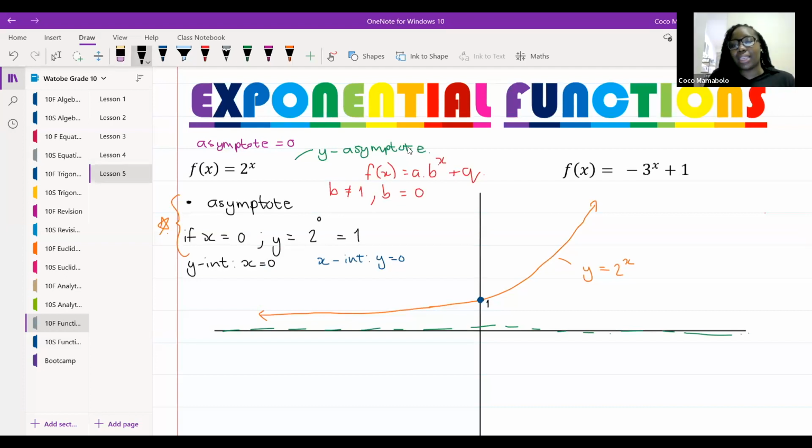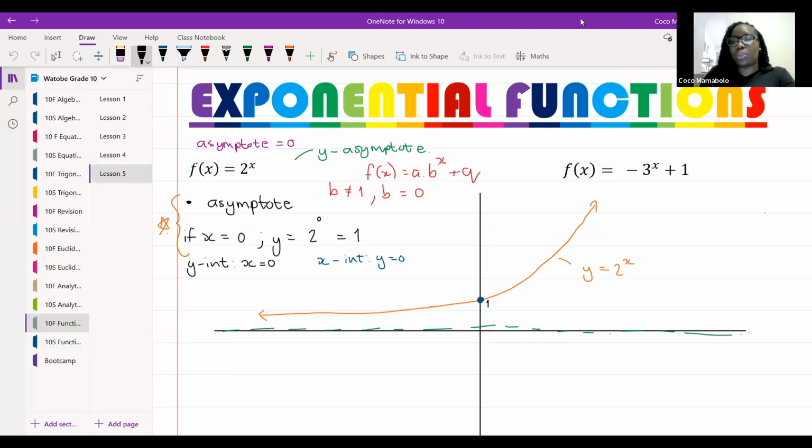Now, in this case, we know that if we take our y-intercept into account and x is equal to 0, the graph will turn here. And if we're looking for the x-intercept where y is equal to 0, we're not going to get an answer. Therefore, y equals 0 is our asymptote. So our graph cannot cross that horizontal line.